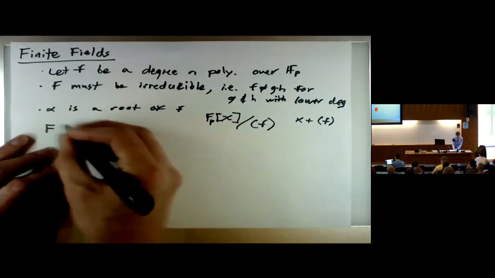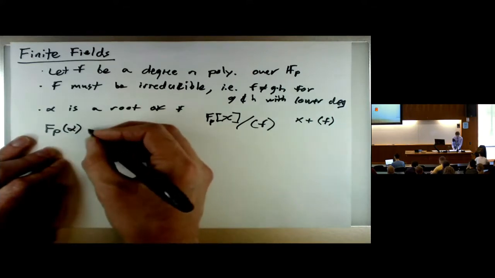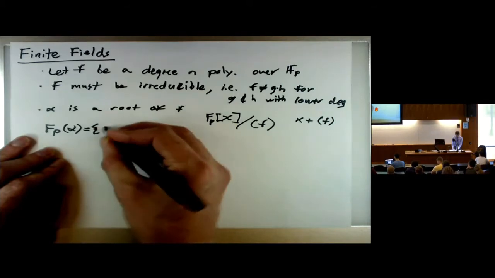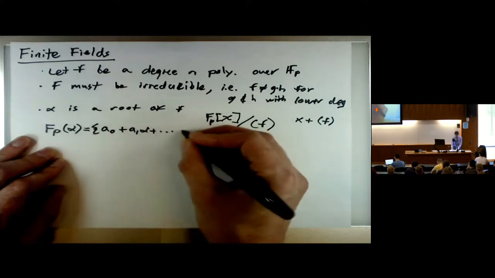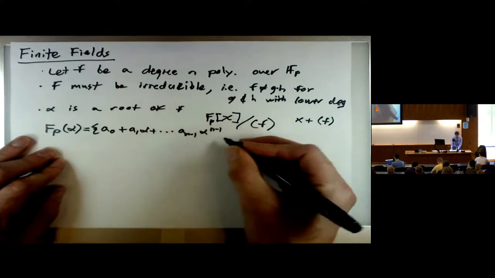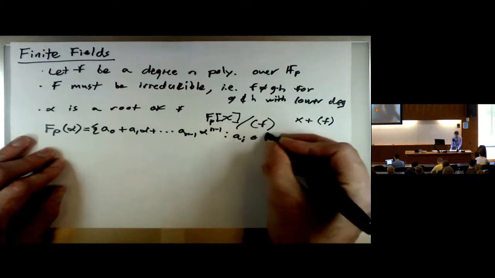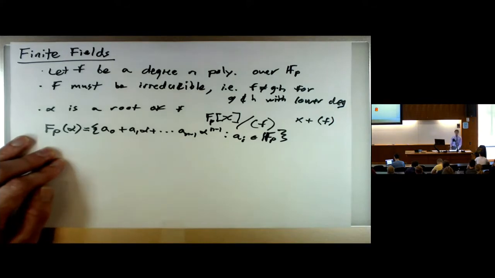And, you know, it's a field, so of course we're allowed to take quotients, but you have inverses, so you can easily get things in the form a_0 plus a_1 alpha up to a_{n-1} alpha^{n-1}, with a_i in F_p, where the powers of alpha are a basis over F_p as a vector space.